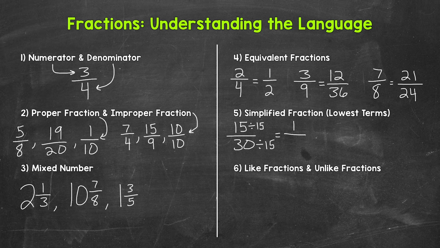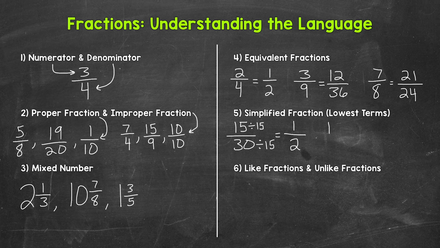30 divided by 15 gives us a denominator of 2. So the simplified version of 15/30ths is 1/2. The only common factor between 1 and 2 is 1, so this fraction is simplified.